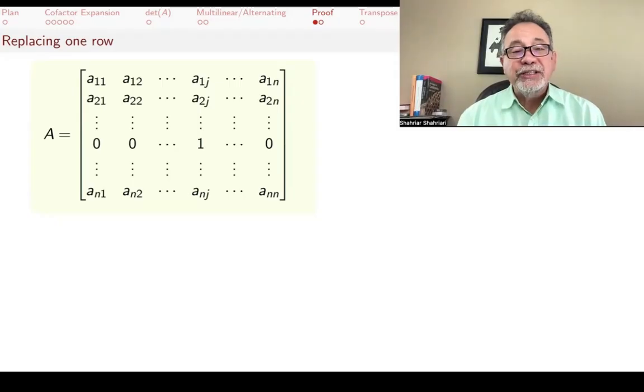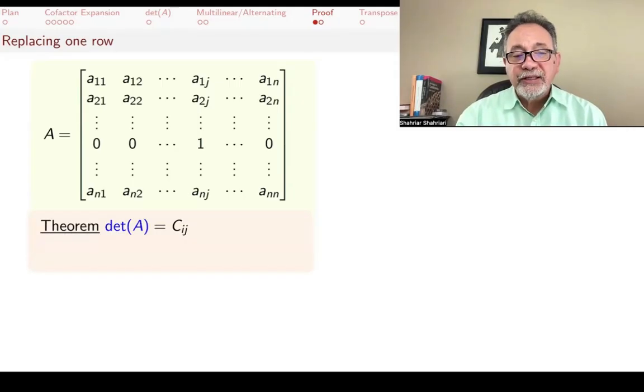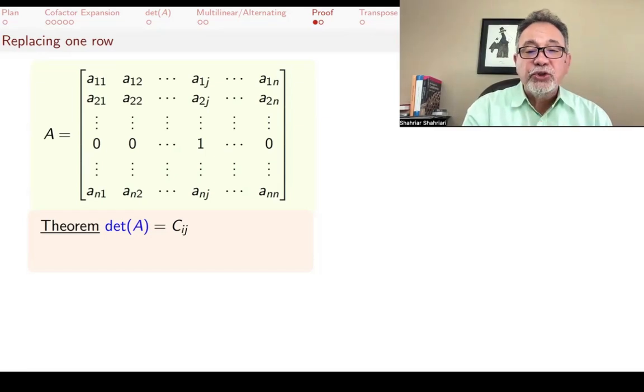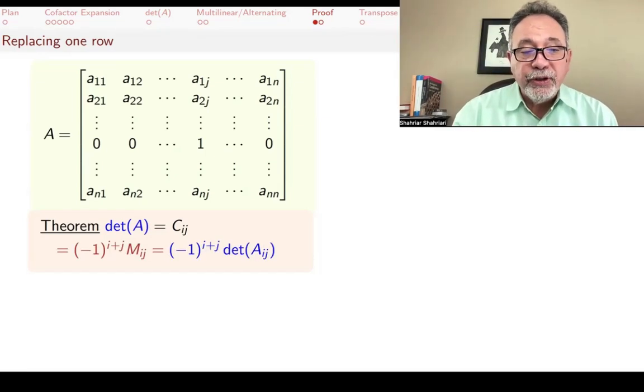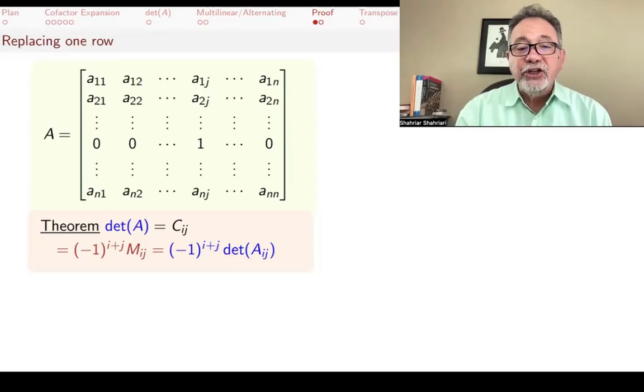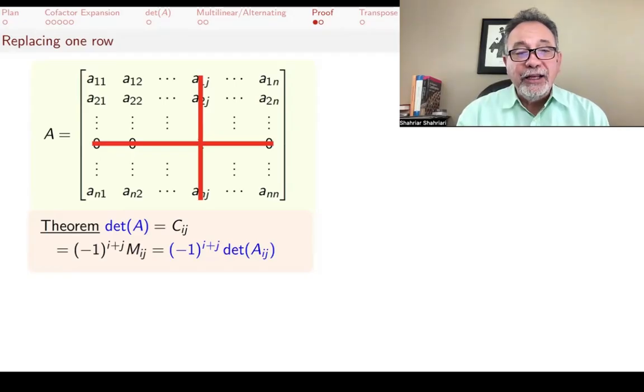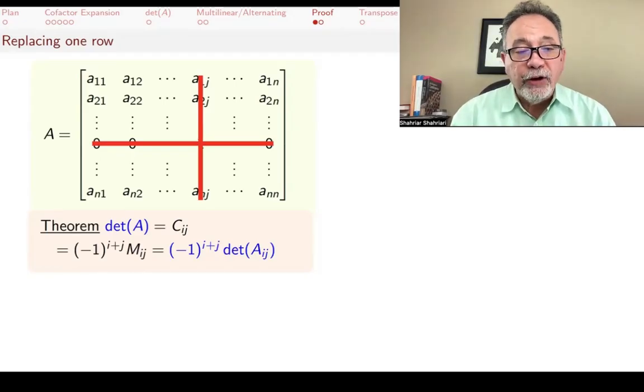And I'm going to call that matrix A. I want to know what the determinant of that is. The answer is that the determinant of this is exactly the same as the ij cofactor. It doesn't matter if you say the cofactor of this matrix or that original matrix. They're both the same. Cofactor is -1 to the i plus j times the determinant of Aij, where Aij is the matrix that you get by eliminating the row and the column of that entry.